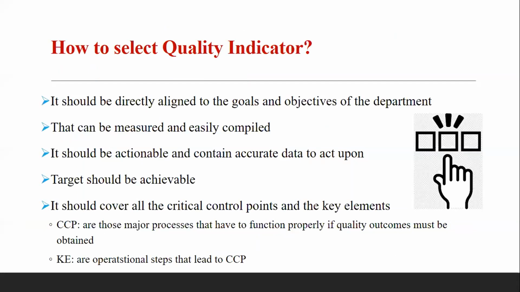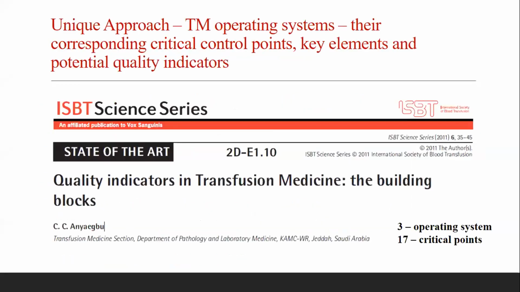We cannot have high expectations, and it should cover all the critical control points and the key elements of our entire transfusion service. So what do we mean by control points? The critical control points are those major processes that have to function properly if quality outcomes must be obtained, whereas the key elements are the operational steps that lead to critical control points.